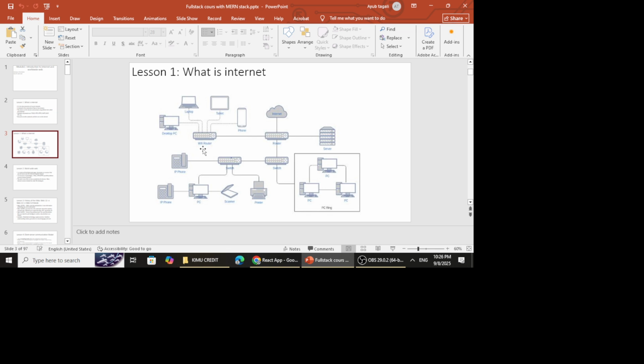This is very important for you to understand, what the internet is and how it works, before you get into the coding part of full stack development.